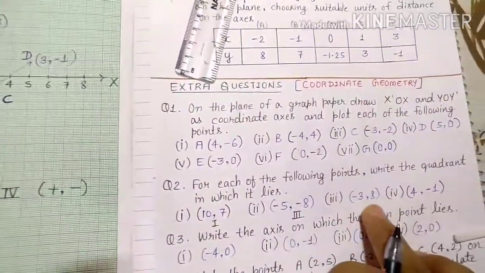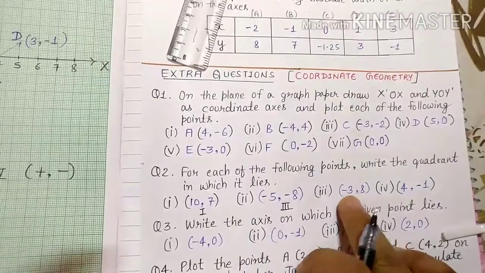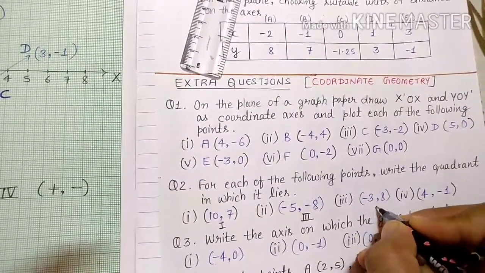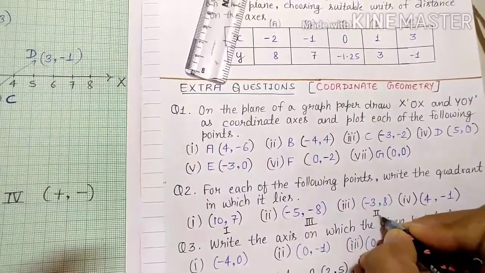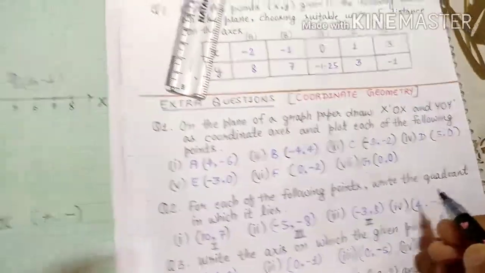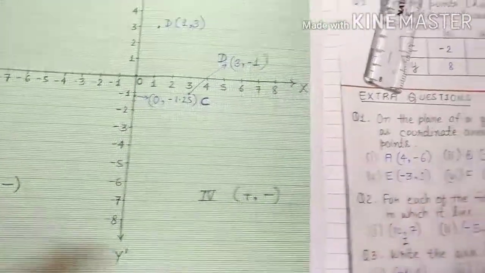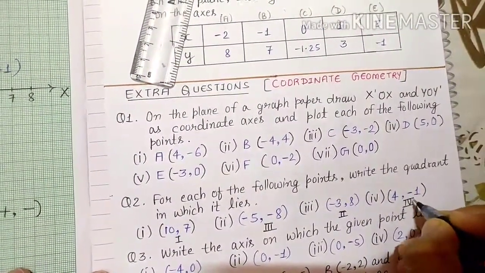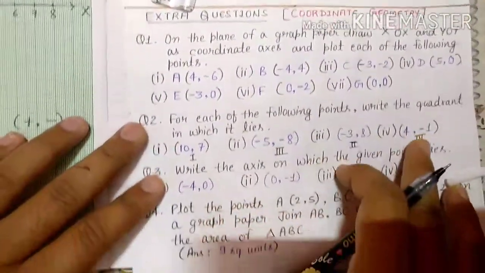Then the third part, minus 3, 8, minus plus. Minus plus comes in the second quadrant. So minus 3, 8 means the second quadrant. Then 4, minus 1, plus minus. Plus minus comes in the fourth quadrant. So the fourth part is in the fourth quadrant only. In this way we have solved this question also. Now move to question number 3.